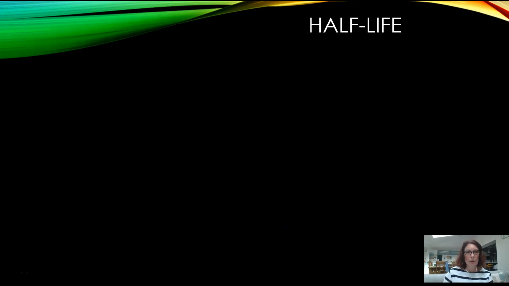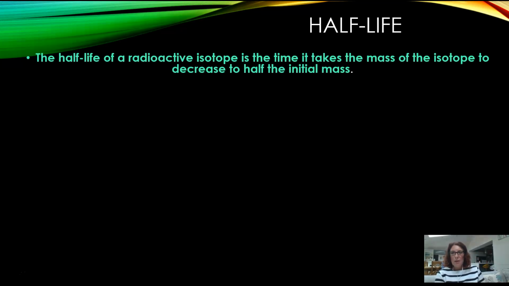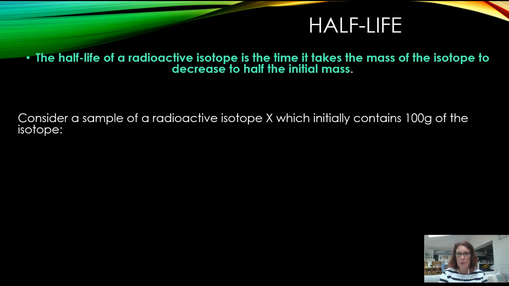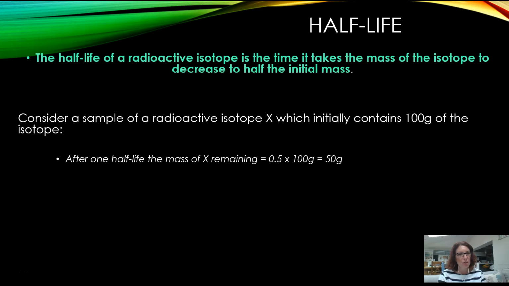Okay, so let's look at that in terms of half-life, which is how we actually describe radioactive decay. You need to know the definition. So the half-life of a radioactive isotope is the time it takes the mass of the isotope to decrease to half its initial mass. So let's consider a sample of radioactive isotope X, and it initially contains 100 grams of the isotope, which is what we had in the example before. After one half-life, you will only have half of the original mass of the isotope left, okay? So 0.5 times 100 grams, you'd have 50 grams.